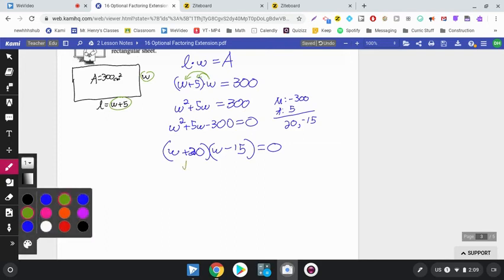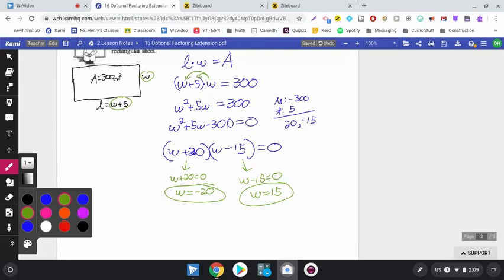And now I can solve. If W plus 20 equals 0, I get a solution. Well, that happens when W equals -20. Or when W minus 15 is equal to 0, I get a solution, or when W is equal to 15. So I have two solutions to what is the width of this rectangle, or this rectangular sheet.